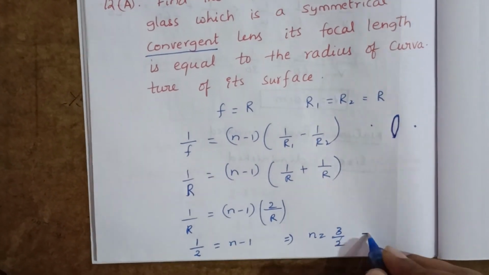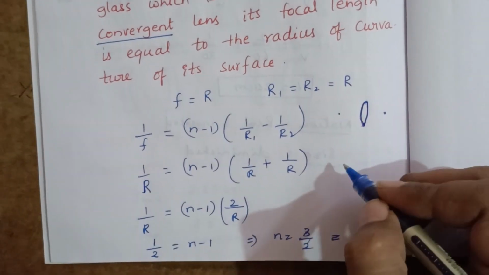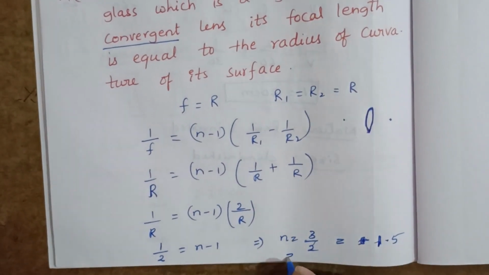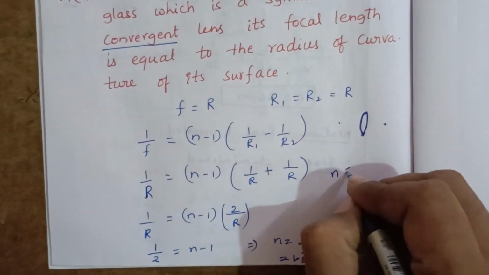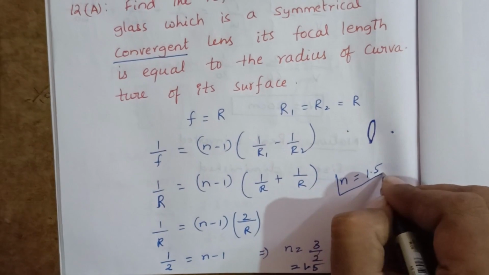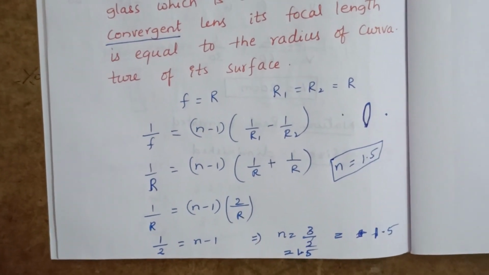Now 3 by 2 we can write as 1.5. So what is the n value? n equal to 1.5. That is the refractive index of glass.